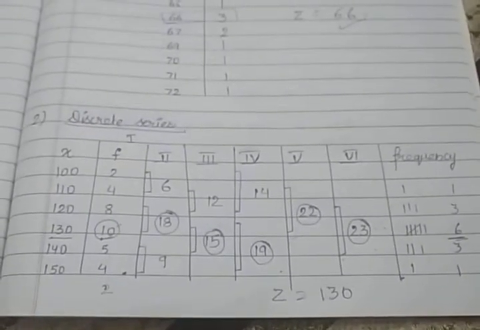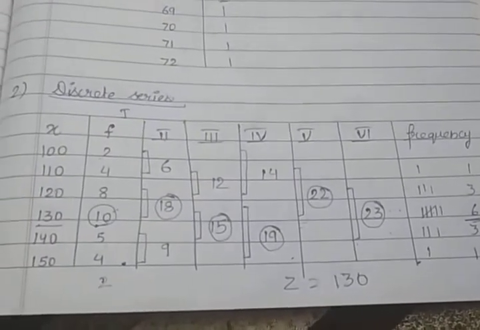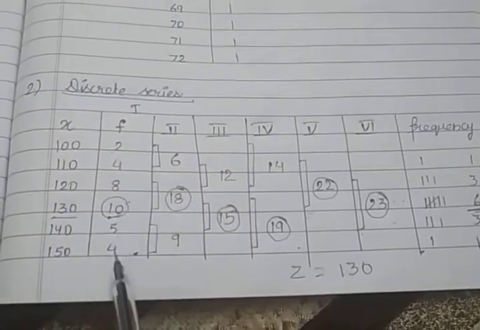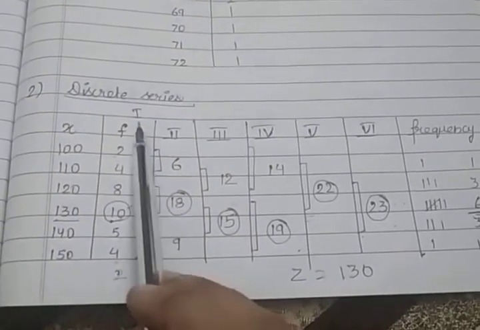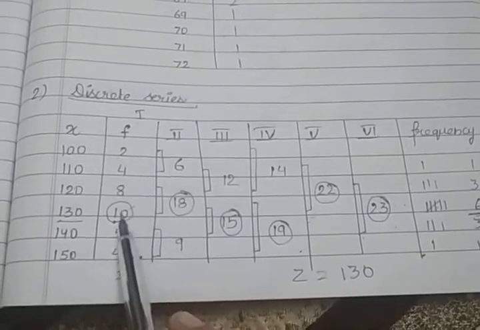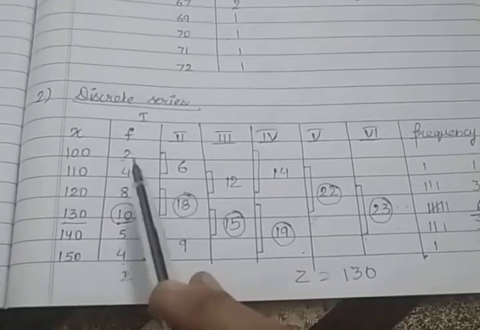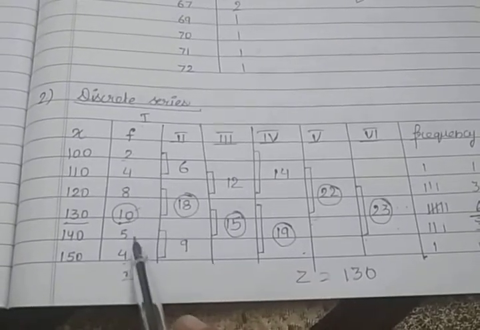This is the observation method in the discrete series. Sorry, this is the grouping method. So now in the discrete series, again I am repeating. First of all, X is given to you, frequency is given to you. Consider the frequency as the first column. In the next column, add the first 2 values, then the next 2, then the next 2. In the third column, leave the first value, leave 2. Now add 4 plus 8, 10 plus 5.